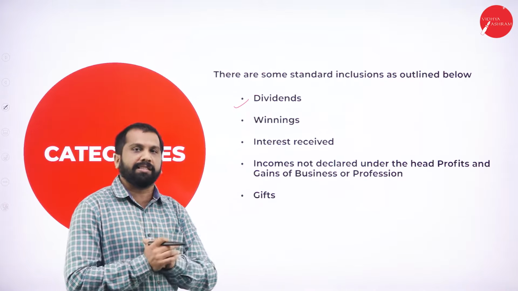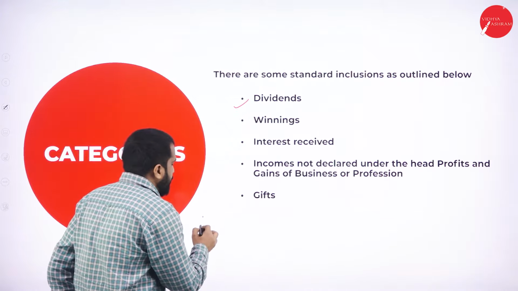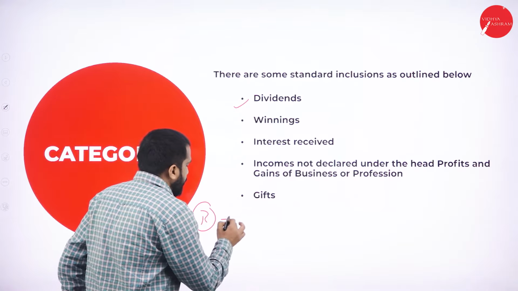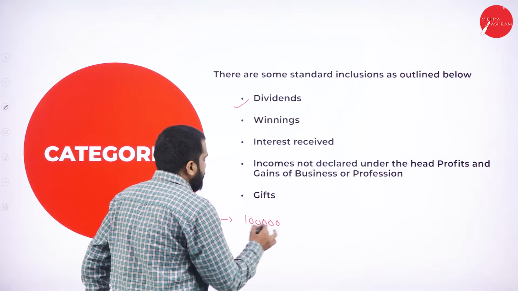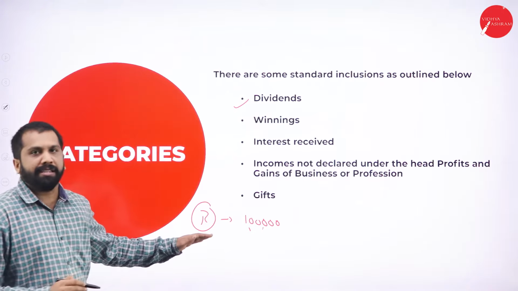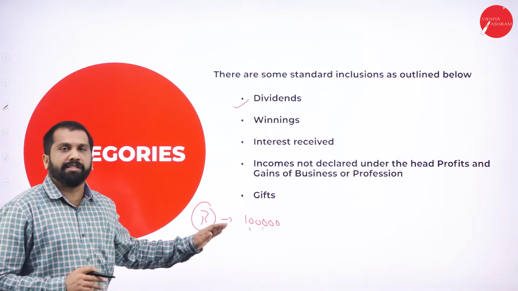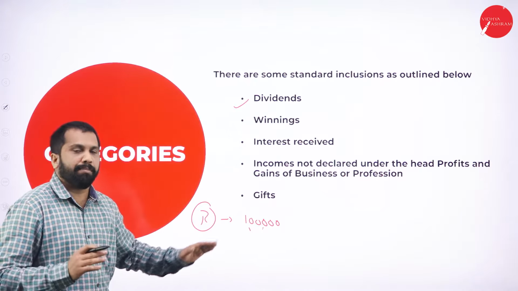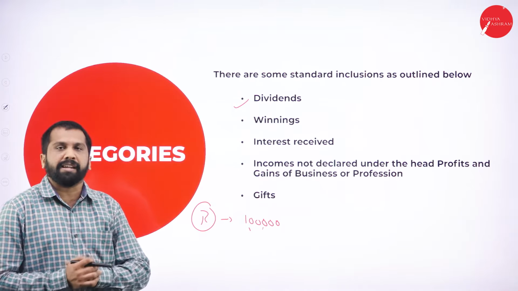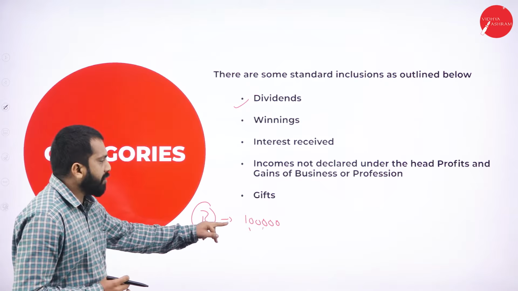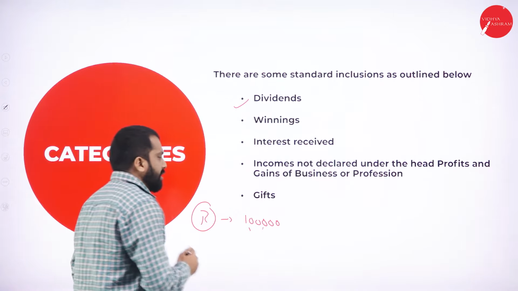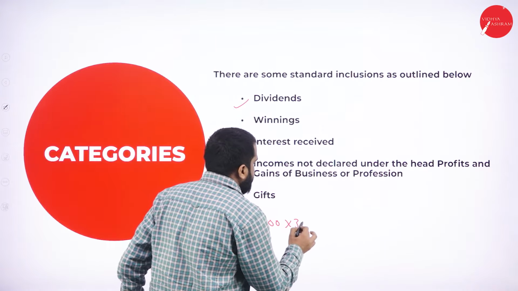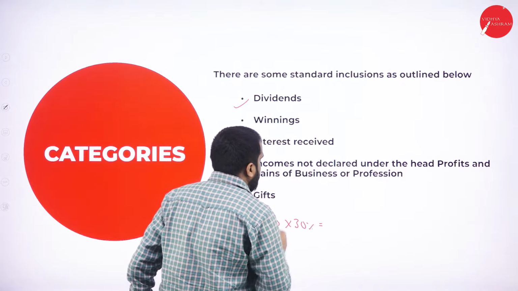Very simple. Just assume that Reliance company's profit is 1 lakh. This is just an example, because Reliance always deals in millions of crores of rupees, but for example purposes I have taken 1 lakh. What is their profit? 1 lakh. What does Reliance have to do on 1 lakh? It has to pay tax at 30%. How much is it?